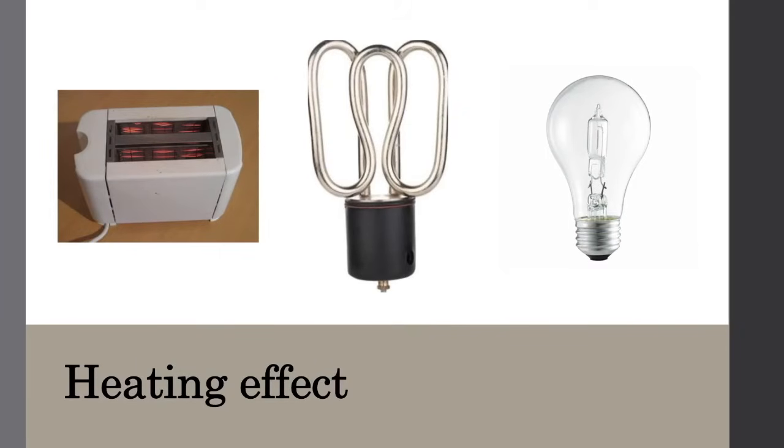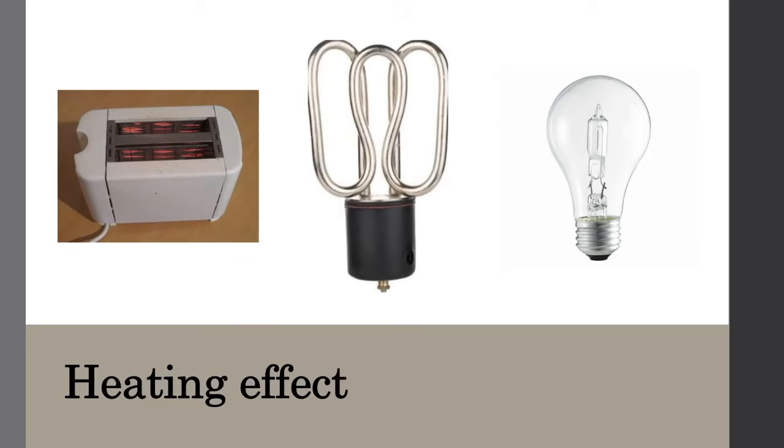So let's have a look at the heating effect in three different devices. Starting on the left-hand side, we have a toaster. Our middle image is the element found at the bottom of a kettle or a heating urn, and on the right-hand side, we have our light bulb. With all three of these, the current flows through these specific devices, and because all three have a high resistance, it will allow the electrical energy to be converted or transferred into heat energy.